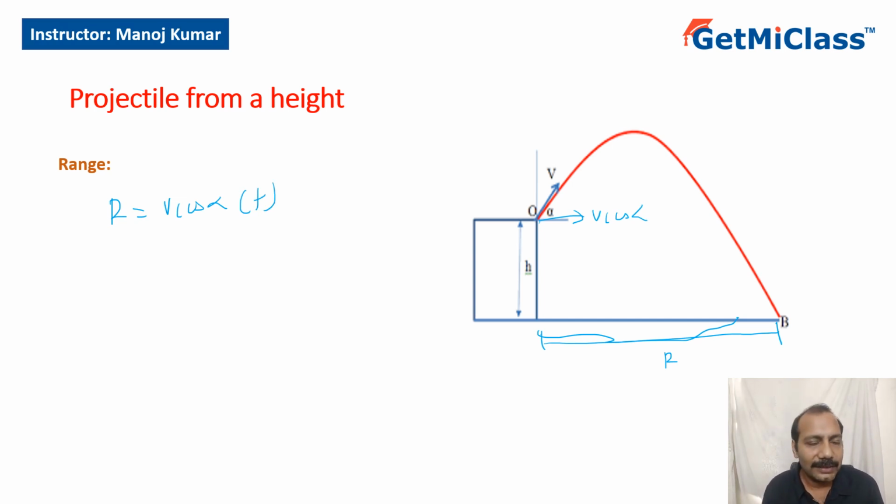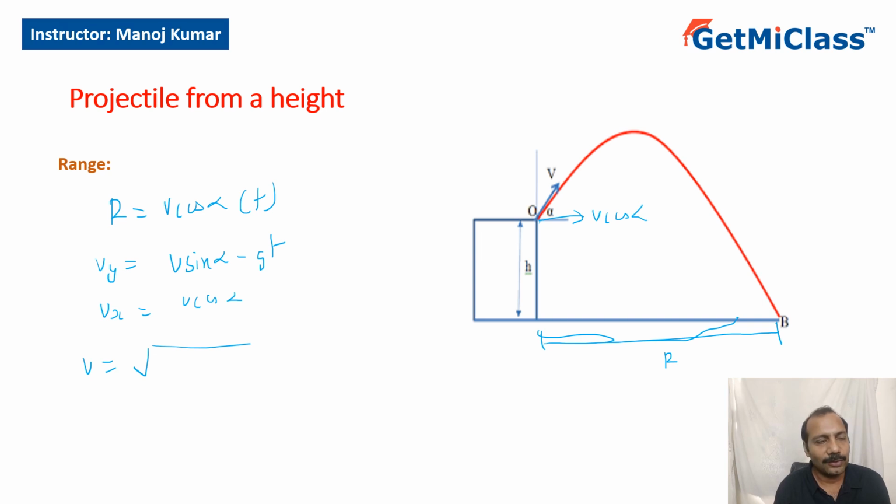Again, the same old things: if I want to find final velocity, once I know time, everything else becomes pretty simple. So final vertical velocity would be V sin alpha minus g t. What will be the net speed? Vx is V cos alpha, it is always constant. Net speed with which the object strikes ground would be root of vy square plus vx square. And of course, if I want to find the angle at which it strikes ground, it will be vy by vx. Everything else is same. Only thing is I have to find time, right?